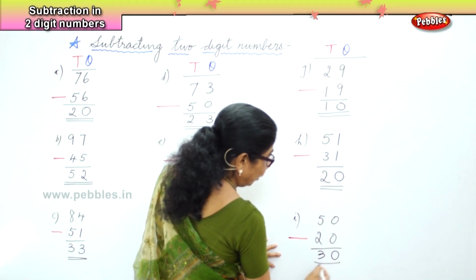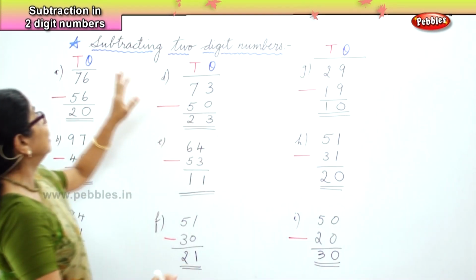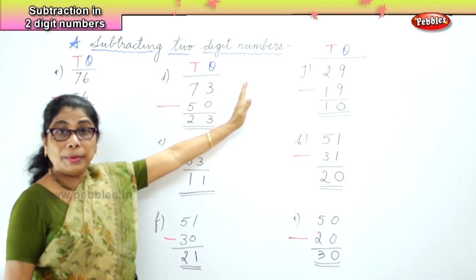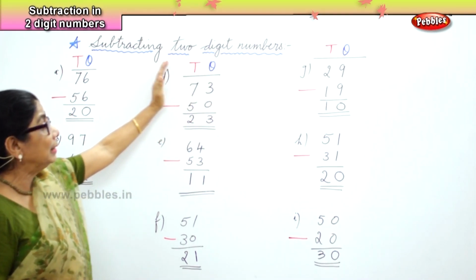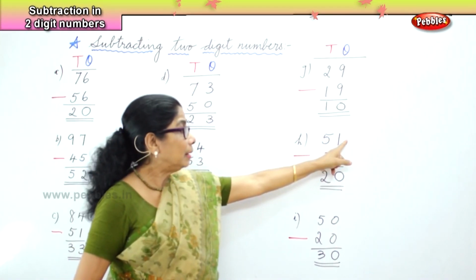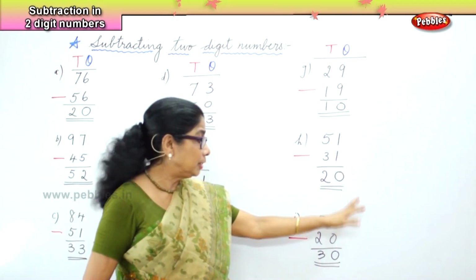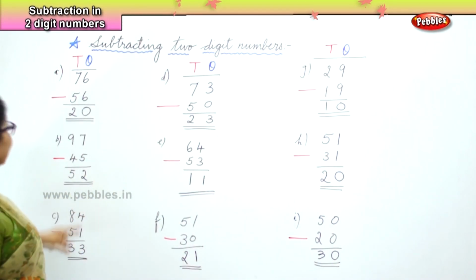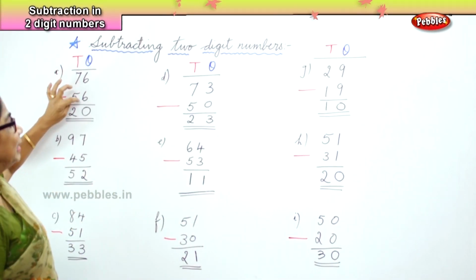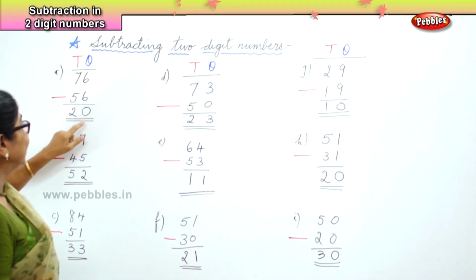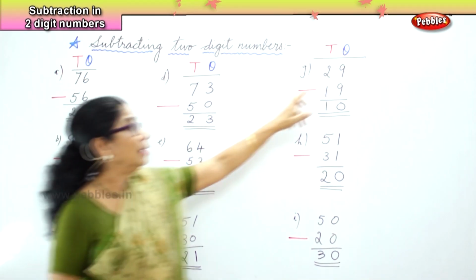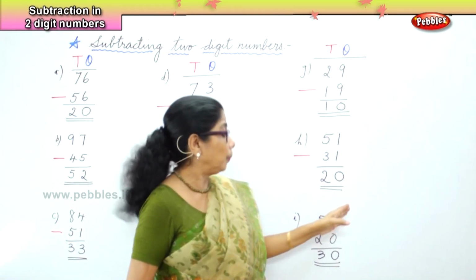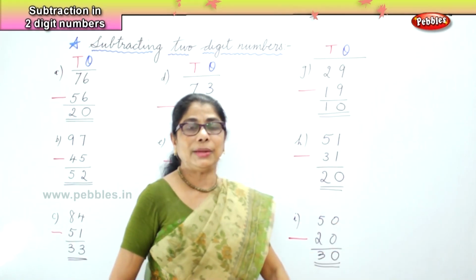Alright. So now we learn to do subtracting 2-digit numbers. First we minus the ones, then the tens. Any number minus the same number is always 0. 1 minus 1 is 0. 0 minus 0 is 0. 9 take away 9 is 0. Alright.